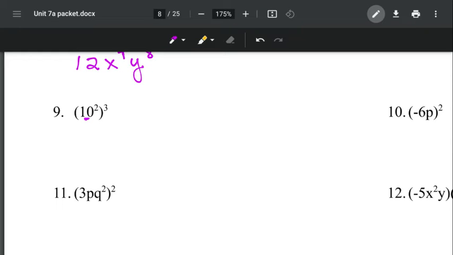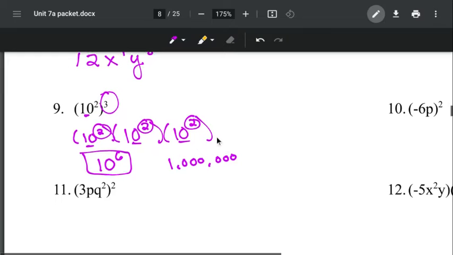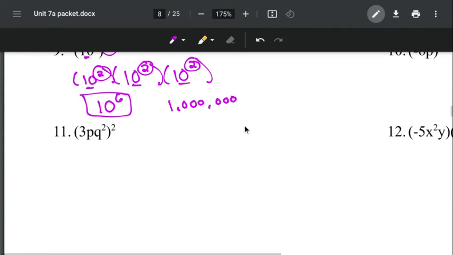Now this one's a little tricky. This 10 is a base, okay? So we have 10 squared. But there's a 3 on the outside, so that means we have to write this 3 times. So because the 10 is a base, that basically is taking the place of the variable, so that doesn't change. We have 10, and now add your exponents, 2, 4, 6. 10 to the 6th is actually 1 million.